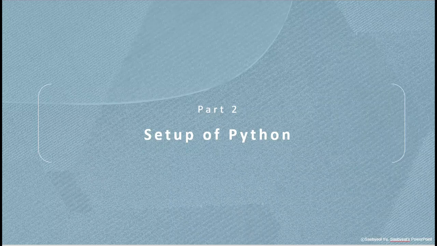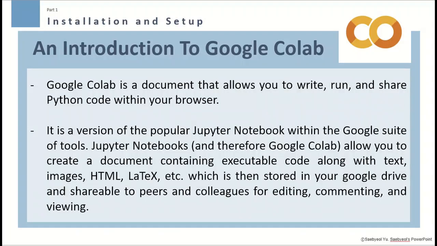Now in part 2, let's see the setup of Python. Google Colab is a document that allows you to write, run, and share Python code within your browser. It is a version of the popular Jupyter Notebook within the Google suite of tools. Jupyter Notebooks, and therefore Google Colab, allow you to create a document containing executable code along with text, images, HTML, LaTeX, etc., which is then stored in your Google Drive and shareable to peers and colleagues for editing, commenting, and viewing.